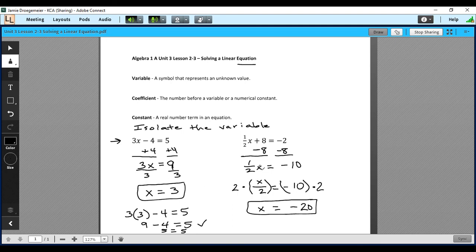Again, I could plug that back into that original equation. I'm just going to talk through it instead of writing it down here. So that would be 1/2 times -20. Well, 1/2 times -20 would be -10. And then -10 plus 8 would equal -2. So our solution checks out.